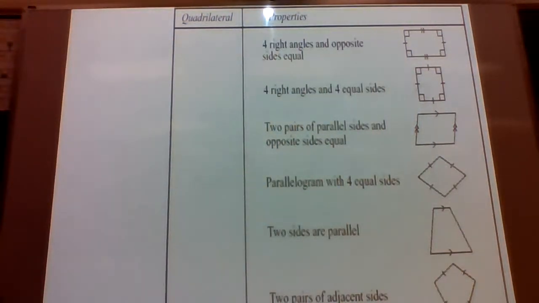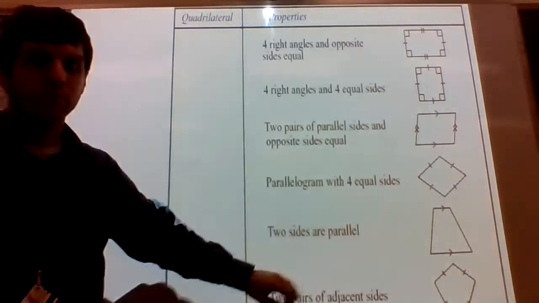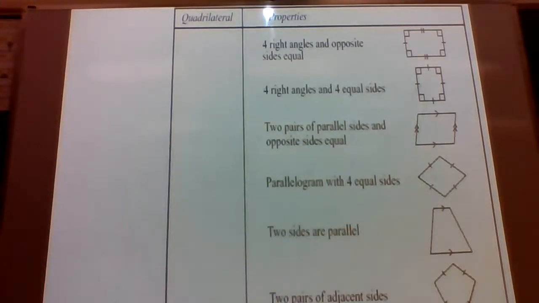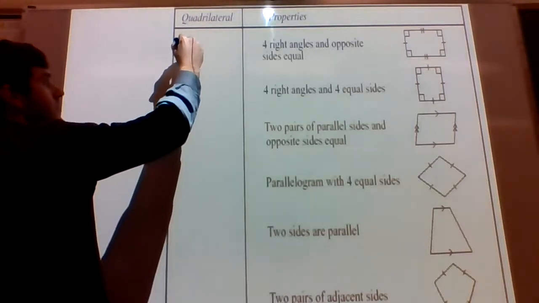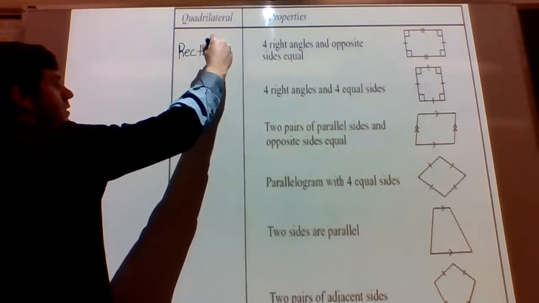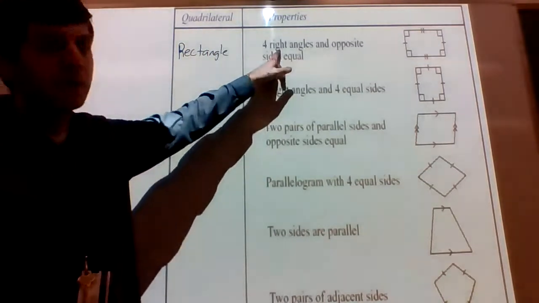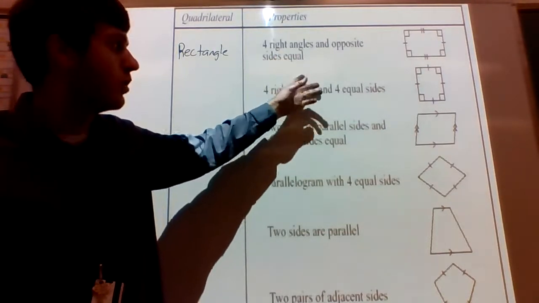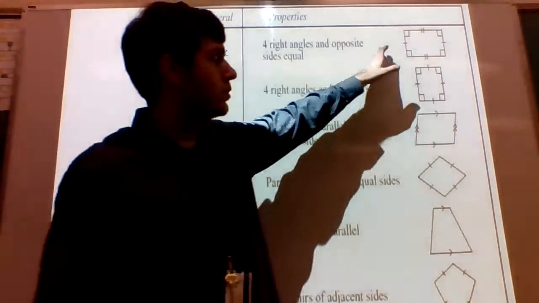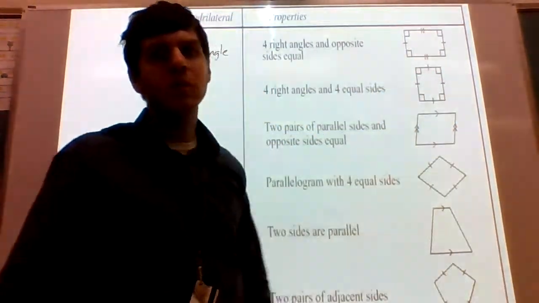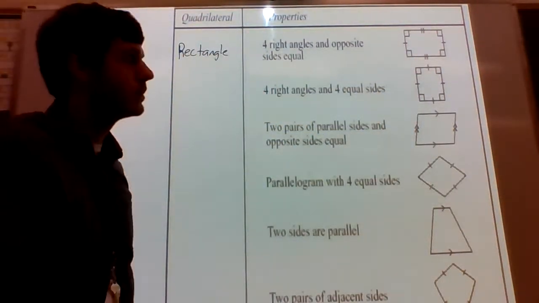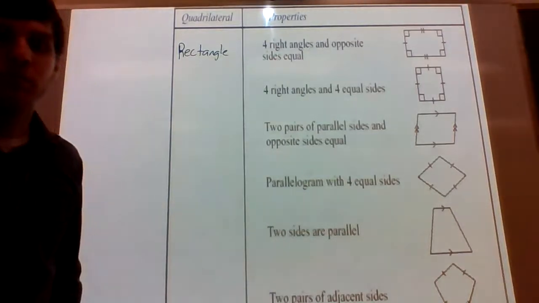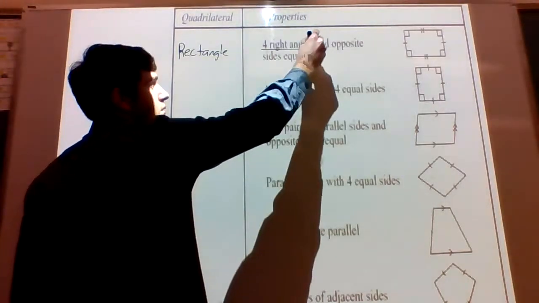Here we want to name which shape we have. So 4 right angles and opposite sides are equal. That's going to give us a rectangle. We define a rectangle as being a parallelogram with 4 right angles. Opposite sides equal is true of all parallelograms. What makes this a rectangle is the 4 right angles.